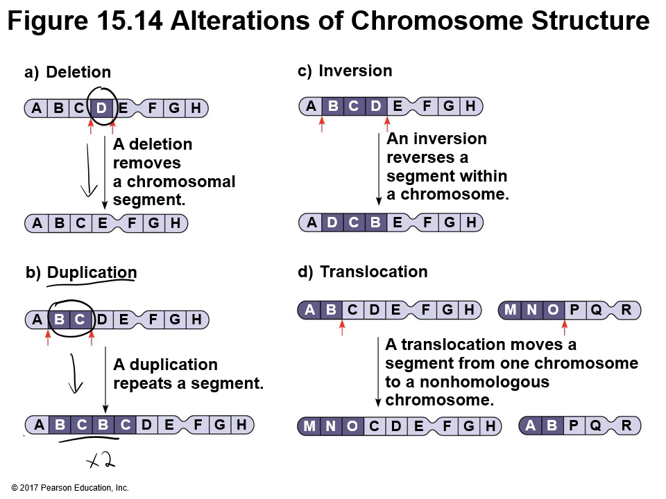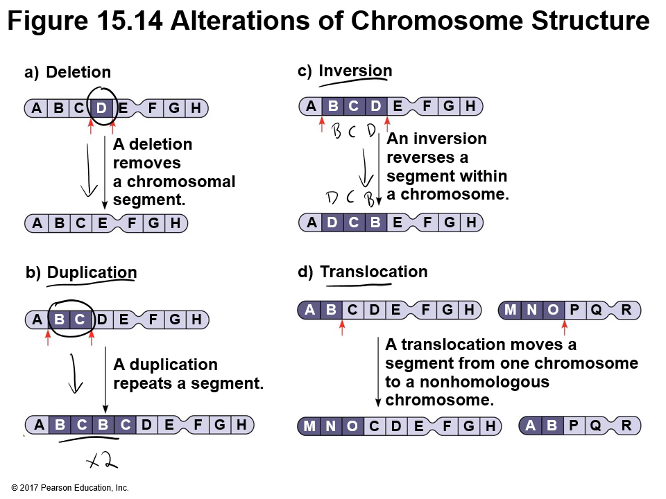Inversion is when we flip a section of the chromosome. So the order would be segments B, C, and D. But after inversion, D is going to come first, C second, and B last instead of B first.